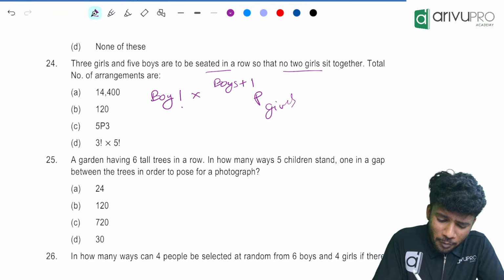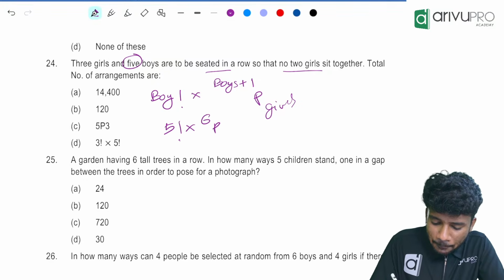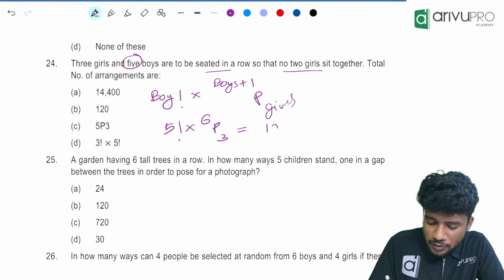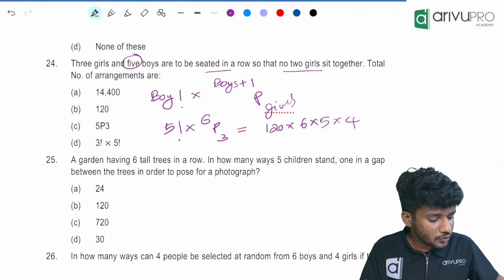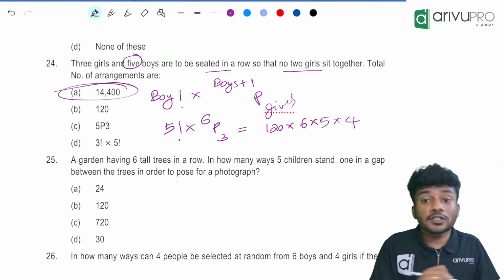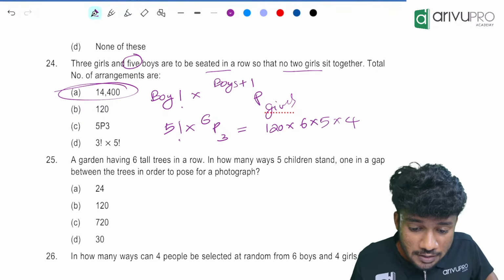Boys factorial is how much? How many boys are there? 5 factorial into 6, since 5 plus 1 is 6, P, how many girls are there? 3. That is 120 into 6P3, which is 6 into 5 into 4. Take your calculator: 120 into 6 into 5 into 4, which is equal to 14400.